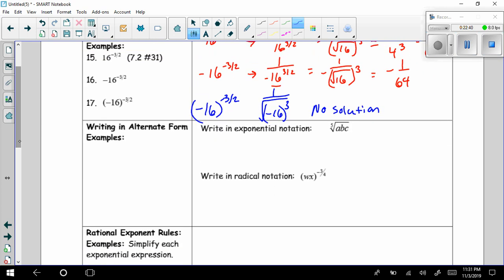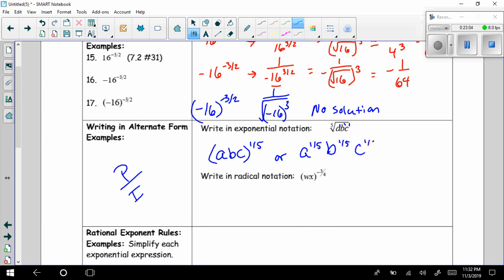All right, switching to exponential form, remember again, power over index. And so all of these powers are just a 1. So you can rewrite this as abc to the 1/5. Or depending on what it's asking for, we have a to the 1/5, b to the 1/5, and c to the 1/5. Again, negative exponents need flipped over. And that makes that a positive exponent.